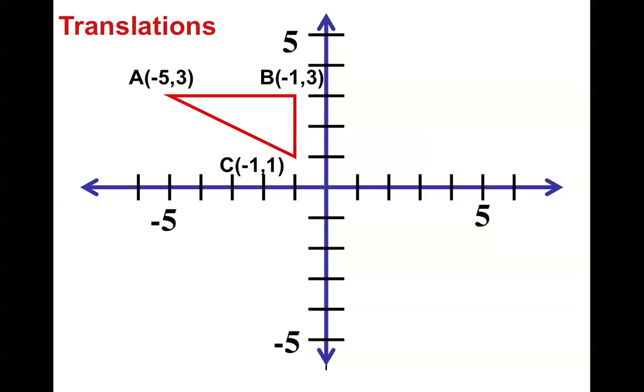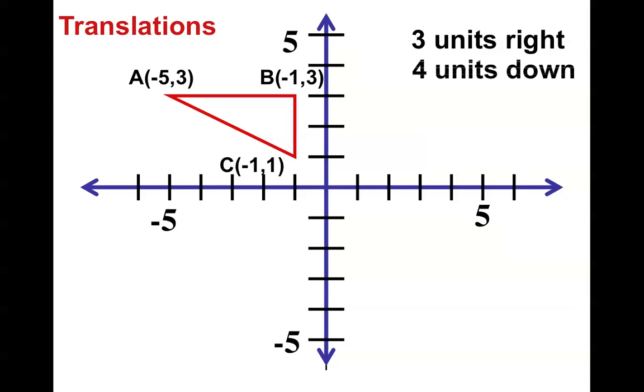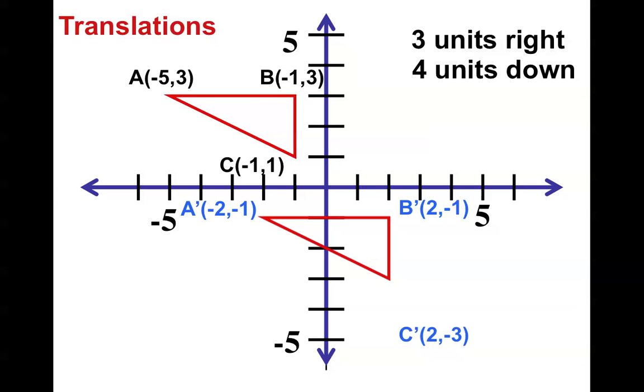So if I have this triangle, can I move it 3 units to the right and 4 units down? Yeah. It goes 3 to the right, 4 down, and notice we get new points. Think about what the point is for A. Negative 5, 3 goes to its new image point of negative 2, negative 1. Think about the pattern there.